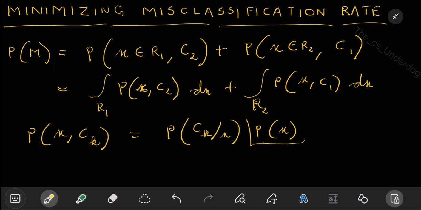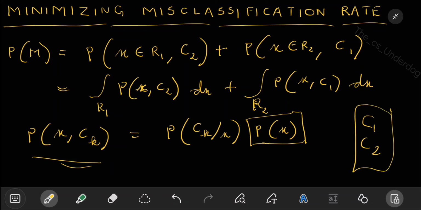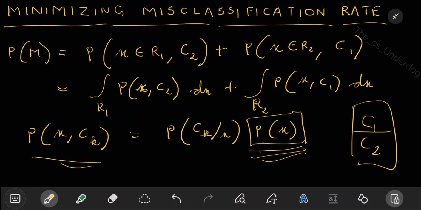Here p of x, what is the speciality of this term? This is common in all the cases. That is, if you use this formula for C1, C2 or whichever class. Here we are considering k different classes. That is why I took Ck. So C1, C2, whichever be the class, you substitute that here. This p of x term is common. That is, when you're comparing between the case of C1 and C2, the p of x term becomes irrelevant because this term is present in both C1 and C2 case. So there is no point in taking this into consideration in order to understand which one is higher.